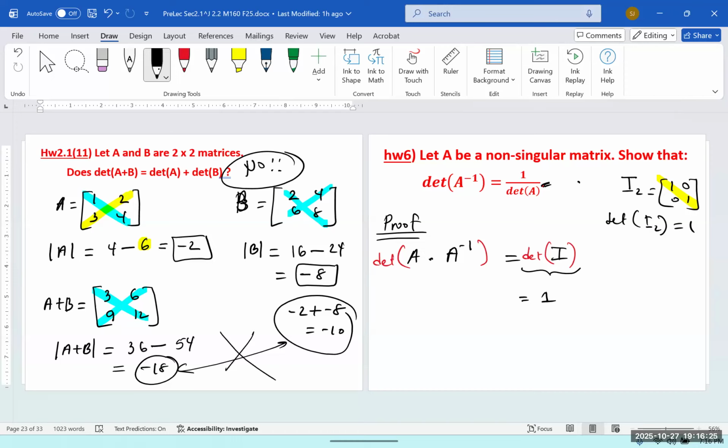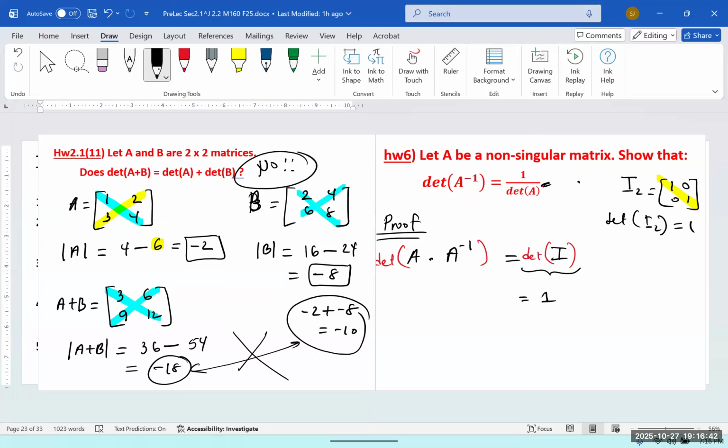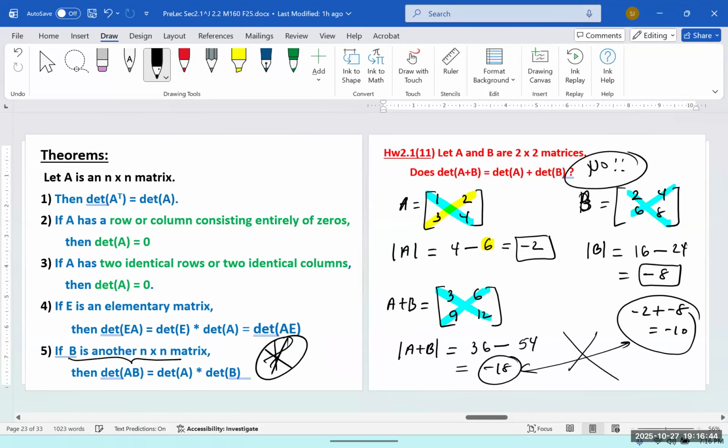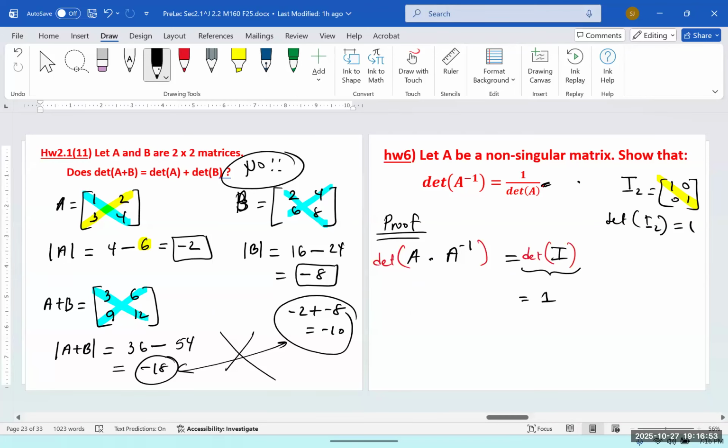Why do we apply the determinants? What's the determinant of the product? Is it the determinant of A times the determinant of the inverse? Good. See the property here? The determinant of the product of two matrices is the product of the individual determinants. That means the determinant of A times A inverse is the determinant of A times the determinant of A inverse. Right? Because this is one of the properties.